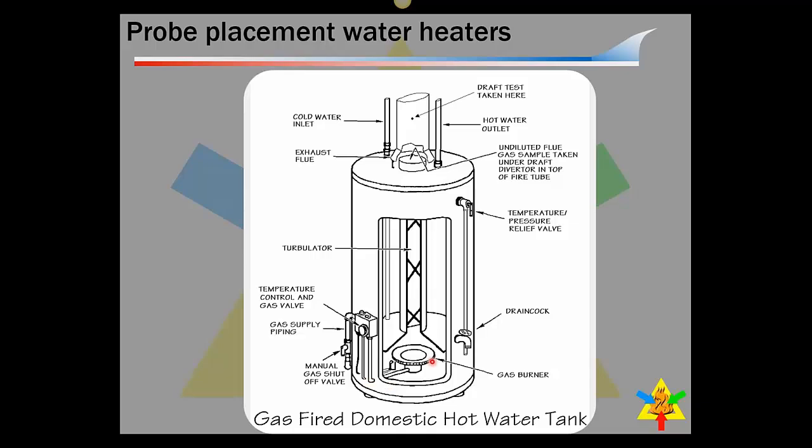So here we have a water heater, here's the burner, here's what they call the fire tube and the turbulator. Your undiluted flue samples or undiluted gas samples will always be down inside here. This little component right up on top here is called a draft diverter or draft hood, and it allows dilution air to enter into the flue. So if you're taking your combustion analysis up here, you have a diluted sample. That means there's excess air and stuff mixed in it. You're not getting a true sample of what's going on at this burner. In order to get that, we need to be down inside of here.